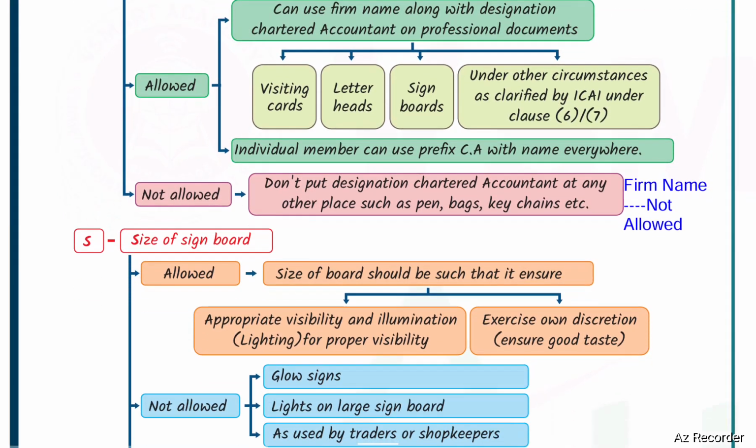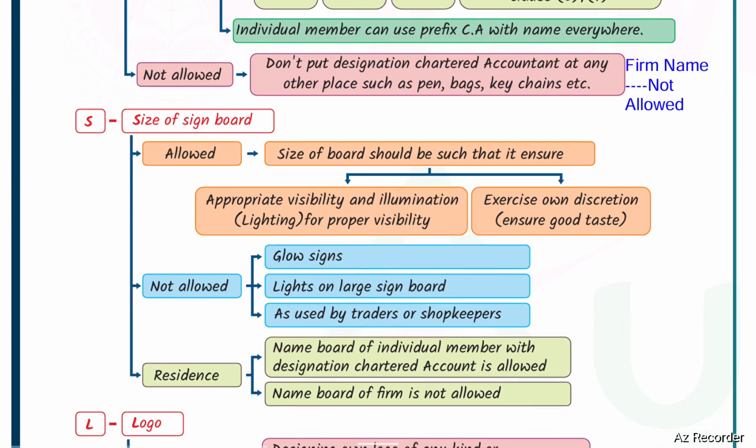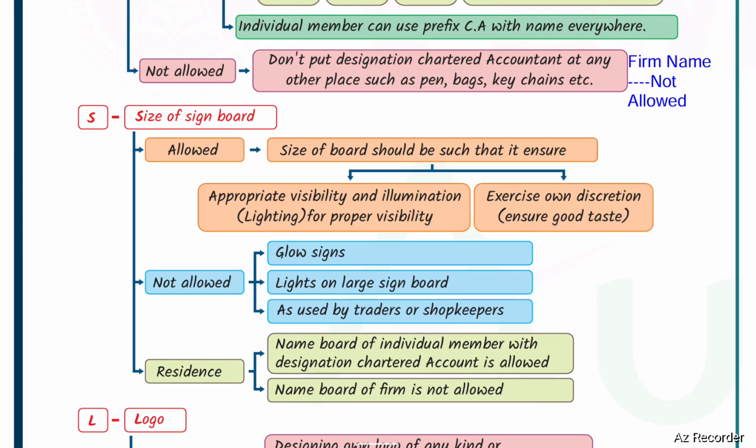Next, size of signboard. The size of the signboard should be such that it ensures appropriate visibility, and illumination, lighting for proper visibility, at own discretion. That is, ensure good taste. Not allowed: glow signs. Lights on large signboards are not allowed, as used by traders or shopkeepers.